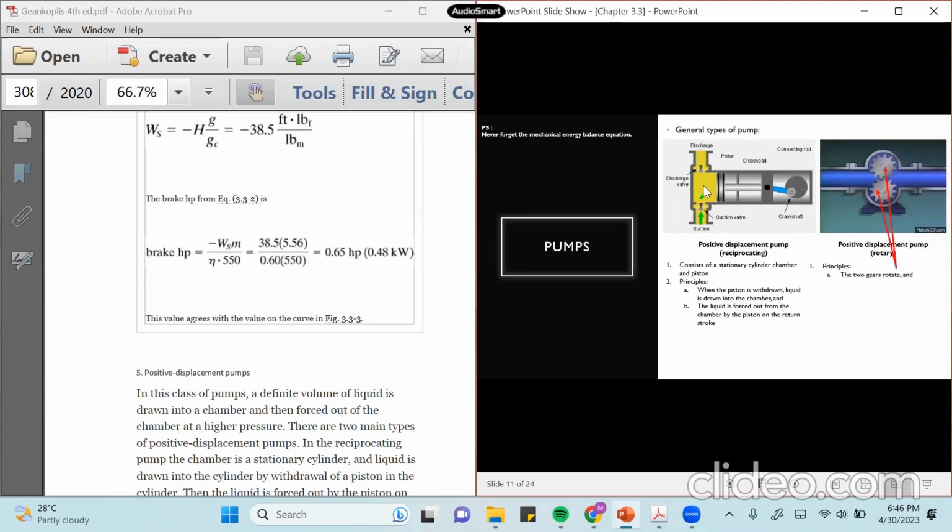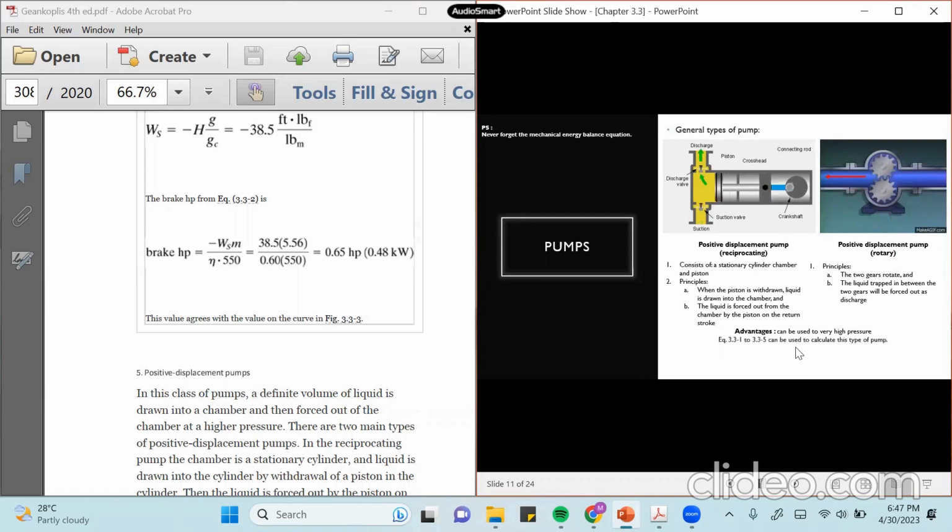So when the piston pushes the chamber, the liquid from the chamber will go up and has a higher pressure and velocity. Now, for the rotary pump, the principle is that the two gears rotate, and the liquid trapped in between the two gears will be forced to discharge.